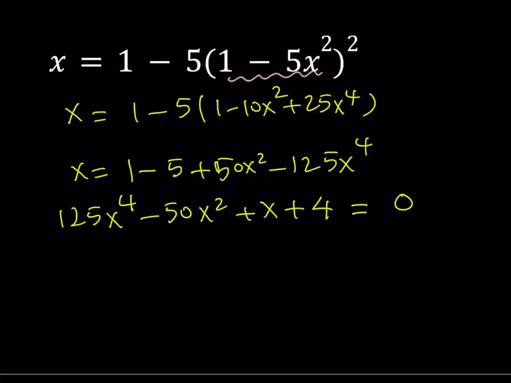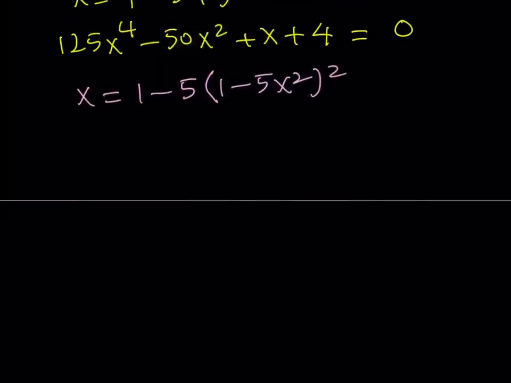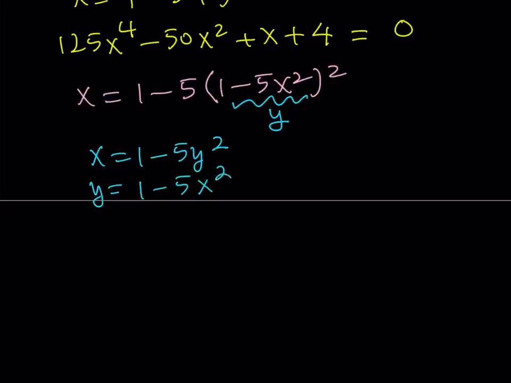So if you call that expression, let me rewrite this equation so I can do it here. I'm just going to copy it. And now in this equation, I can just go ahead and call this y. And you may be asking, why? Because if you call that y, you get x = 1 - 5y² and y = 1 - 5x². Great. We got the same type of equation where the variables are switched. So we can work this as a system.